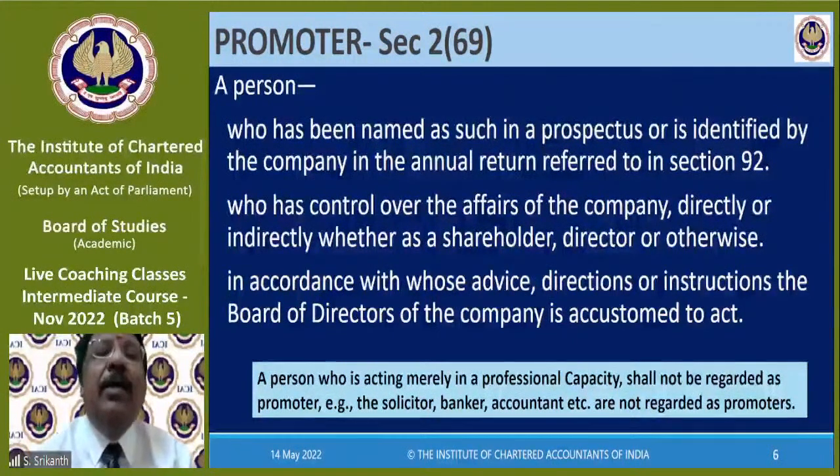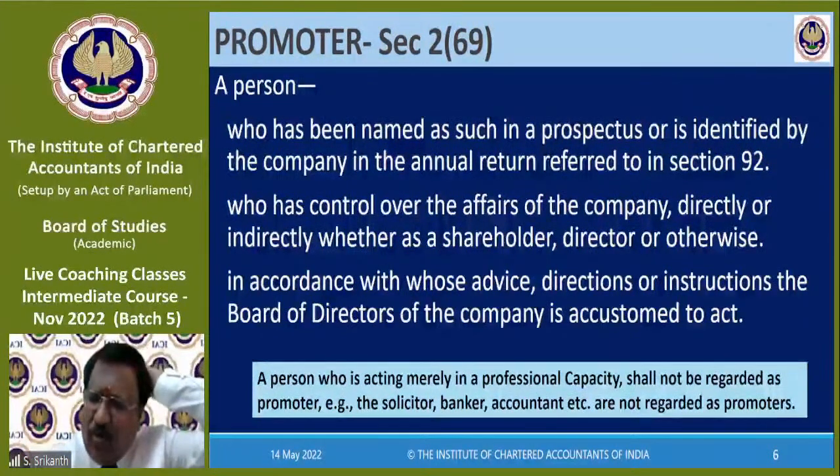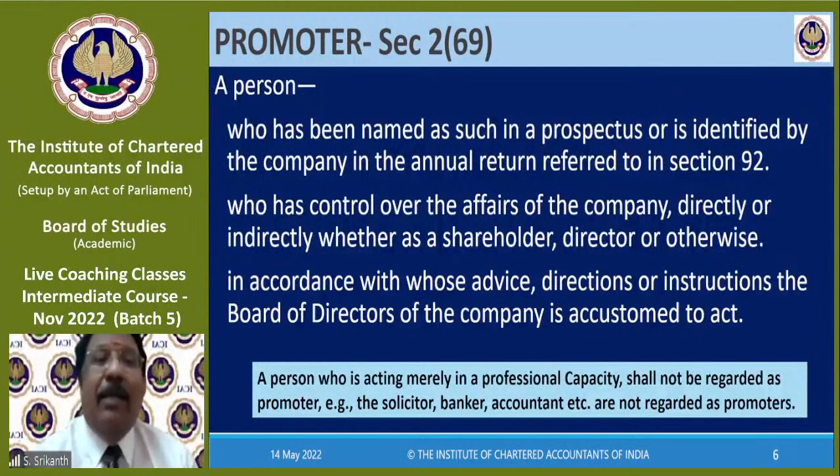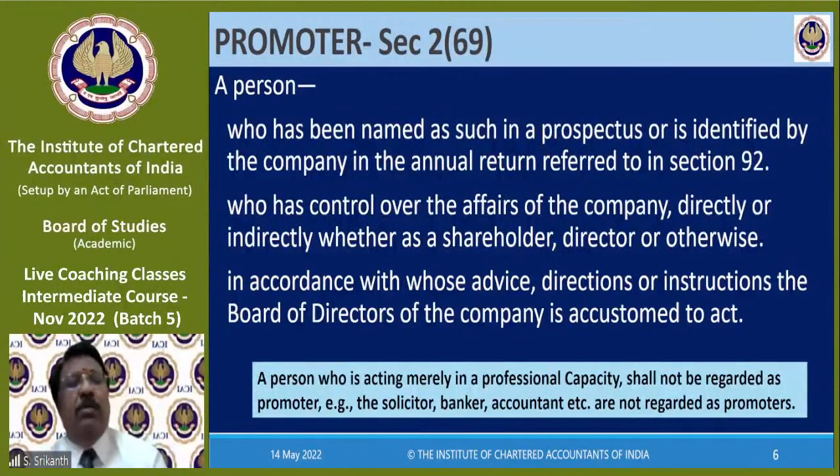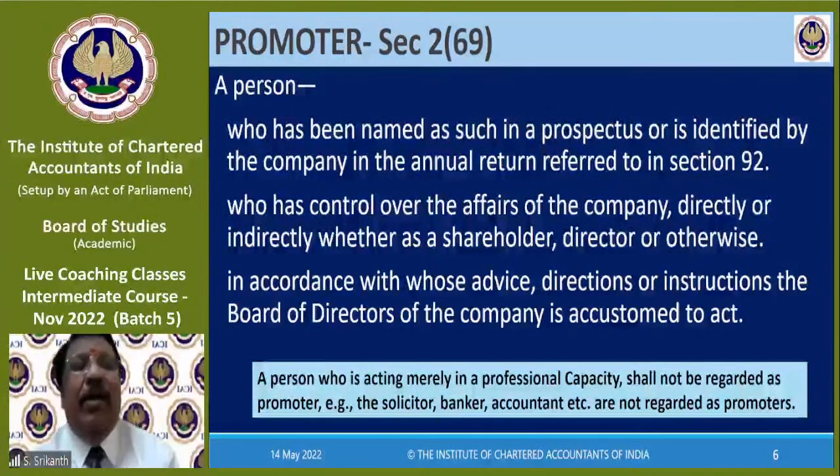So this person is named in the prospectus or is identified by the company in the annual return. See, in the annual return, they ask who the promoters are. For example, sometimes in a large group like Birla or Tata group, the group may promote a company. A new company will be formed by the group, in which case the promoter will be Tata Group. Who is the promoter? Tata Group. Right. So such a possibility is also there. The promoter has control over the affairs of the company, directly or indirectly, whether as a shareholder, director, or otherwise.